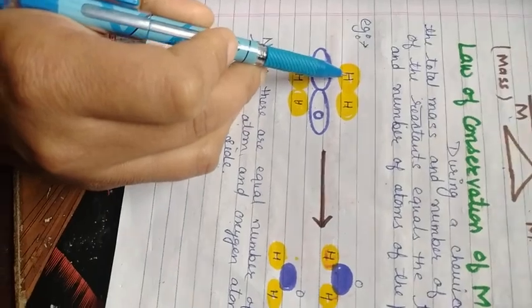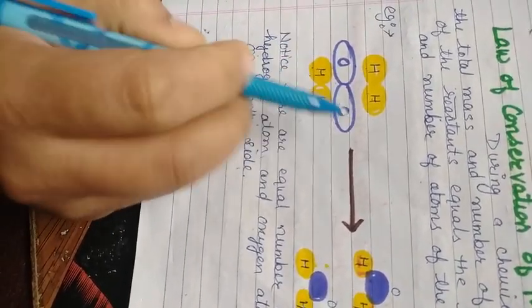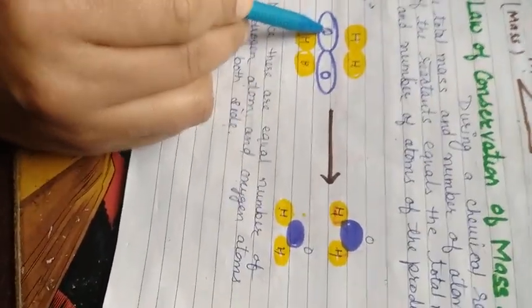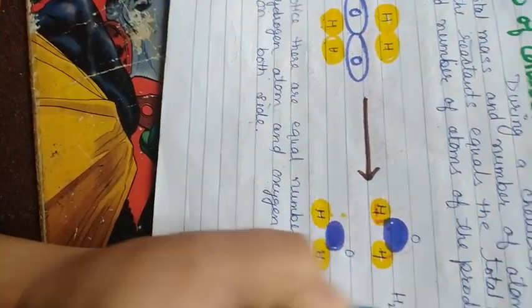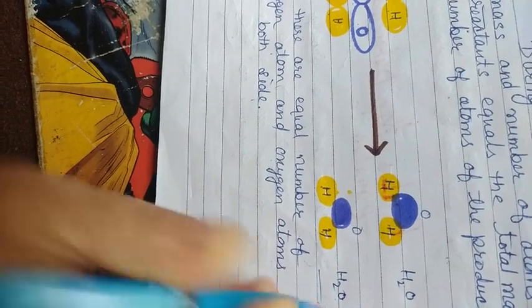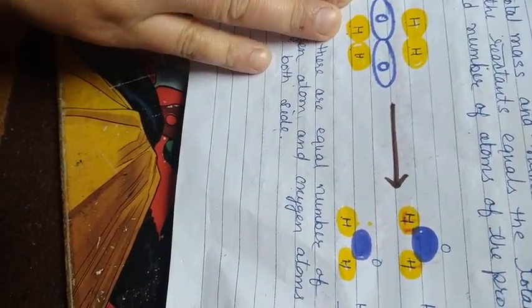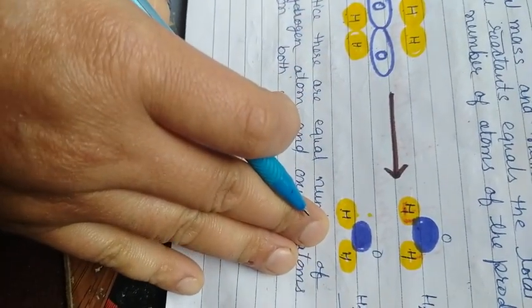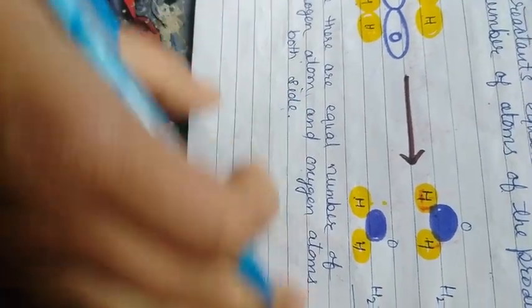On the left hand side there are 4 hydrogen atoms, 1, 2, 3, 4, and on the right hand side again there are 1, 2, 3, 4. Oxygen, there are 2 atoms of oxygen, 1 and 2. So the total mass and number of atoms of the reactants equal the total mass and number of atoms of the products. This is called the law of conservation of mass.